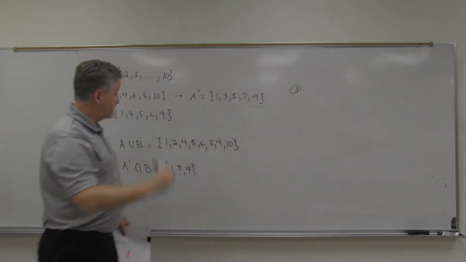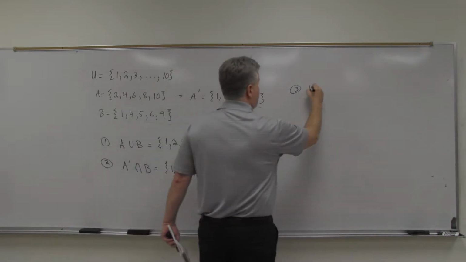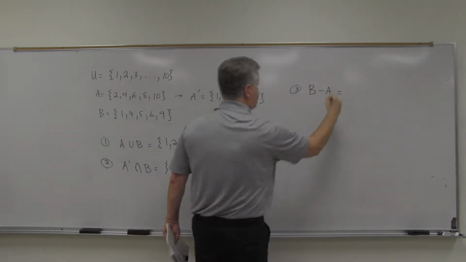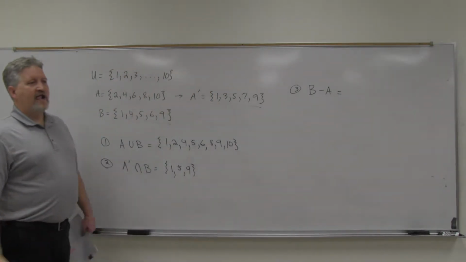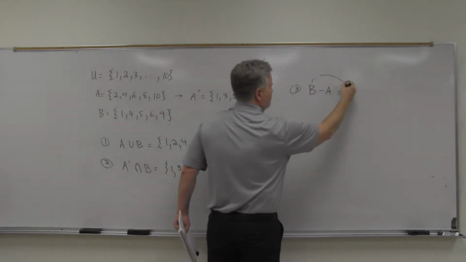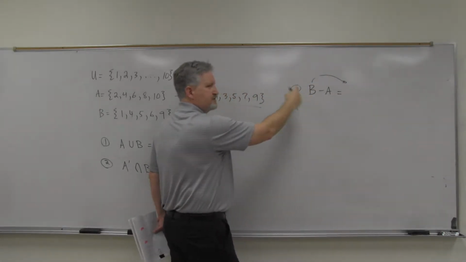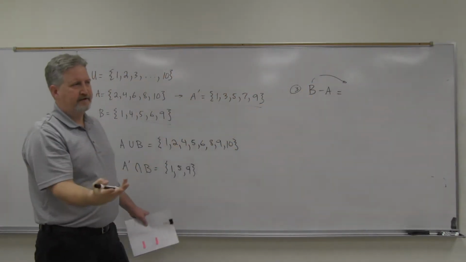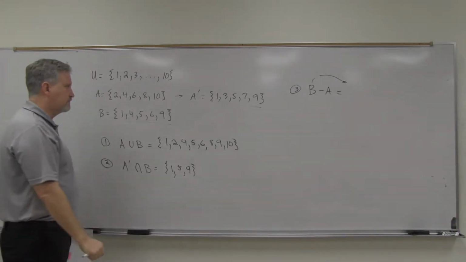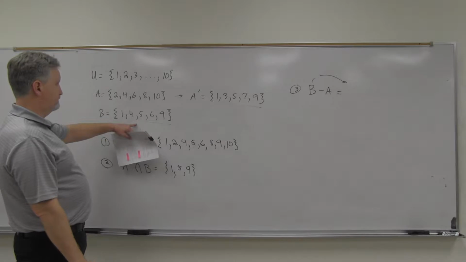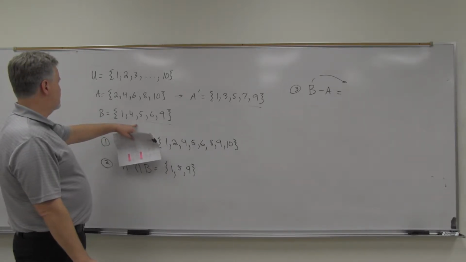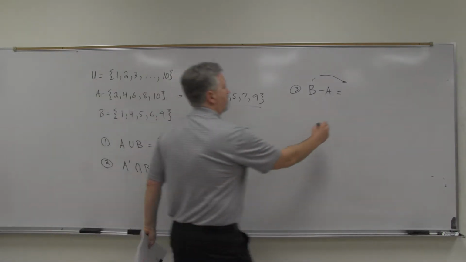All right, third one on this, let's do B minus A. B take away A, B minus A. So again, my suggestion is start with this one. Whatever the first one is, start with that one. And I did just a basic one. I just said let's start with B. So in this case, B is 1, 4, 5, 6, 9.